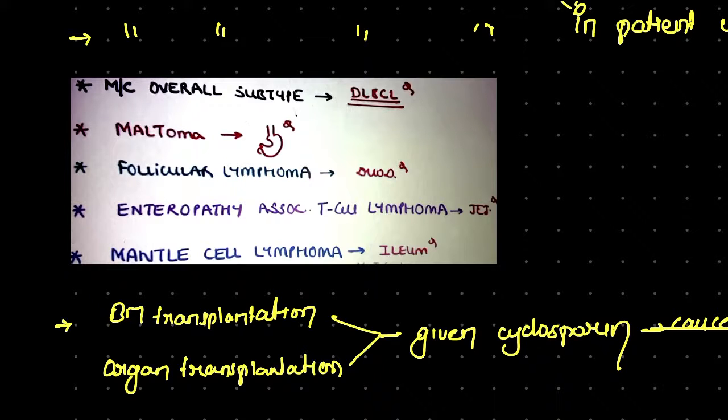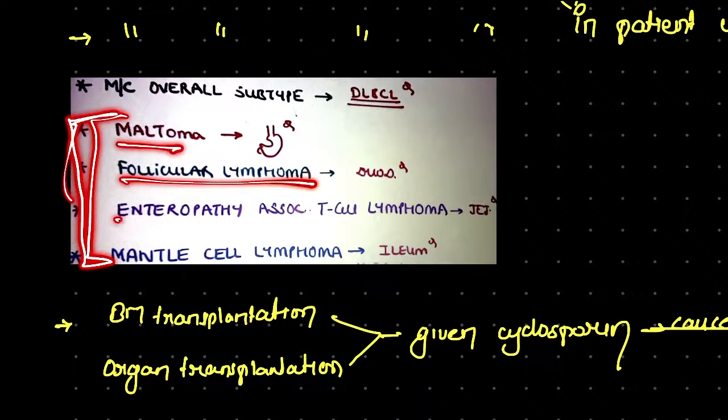As I mentioned, there are different types of lymphomas and their different positions. The first one we will memorize by heart in any case. That means the most common type of lymphoma in our GIT system is diffuse large B cell lymphoma. And then there are maltoma, follicular lymphoma, enteropathy associated T cell lymphoma, and mantle cell lymphoma.